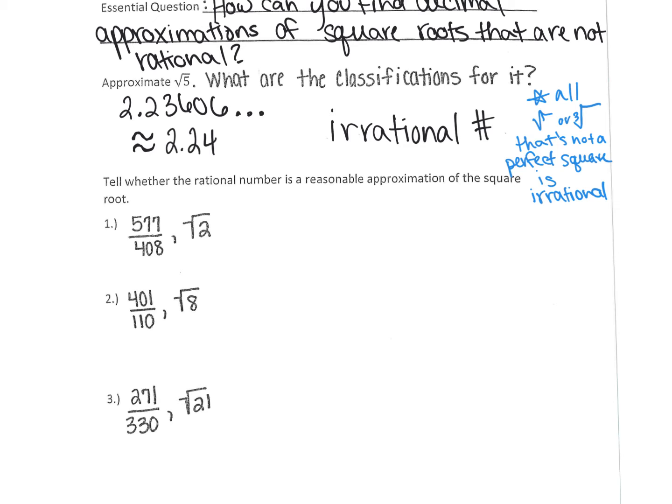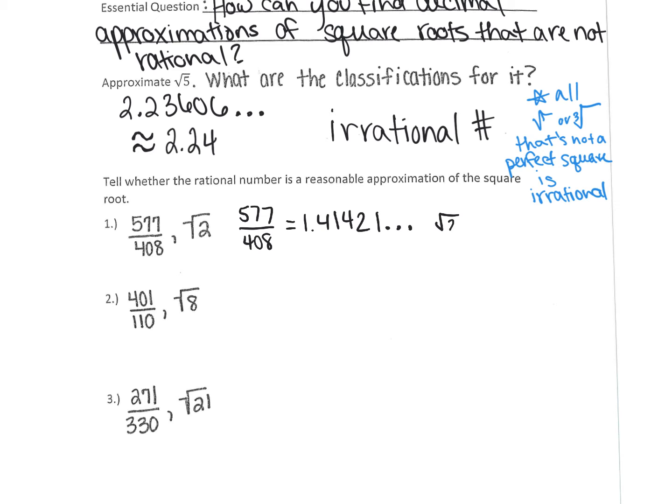So let's go do some more about approximation and using rational numbers to approximate irrational numbers. So it says, tell whether the rational number is a reasonable approximation or guesstimate of the square roots. So we have 577 over 408. So let's figure out what 577 over 408 is. I'm going to go back to my black pen. 577 over 408 is equal to 1.41421, and it goes on and on and on, so I put my little ellipsis there.